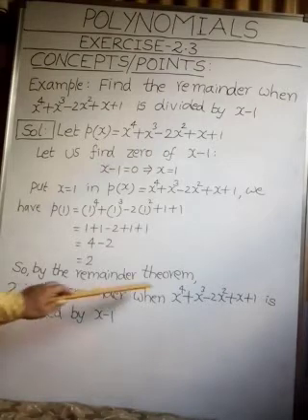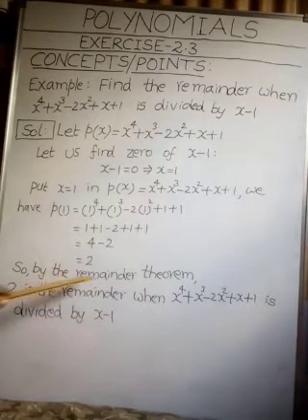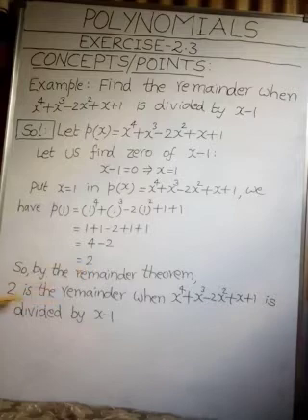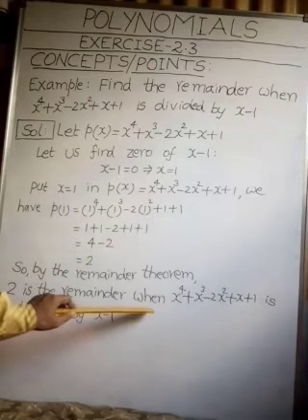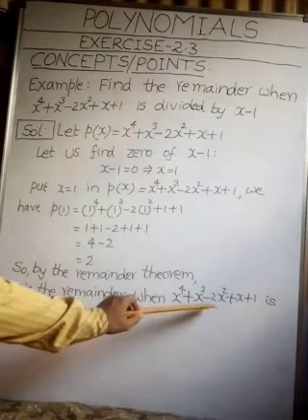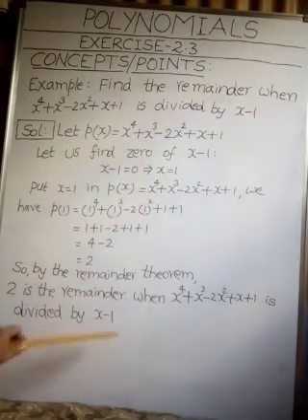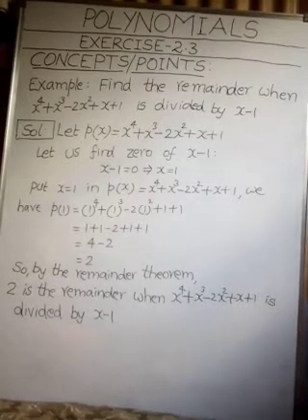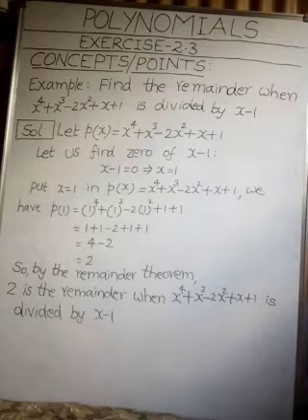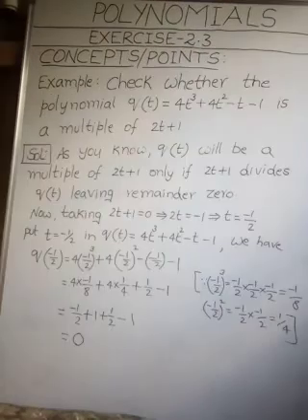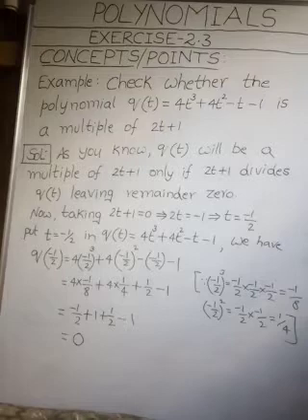So by the remainder theorem, this number 2 is the remainder when x power 4 plus x cube minus 2x square plus x plus 1 is divided by x minus 1, and without using long division, with the help of the remainder theorem, we found the remainder. Understood this example, my dear children? Right. Now let us take another example.